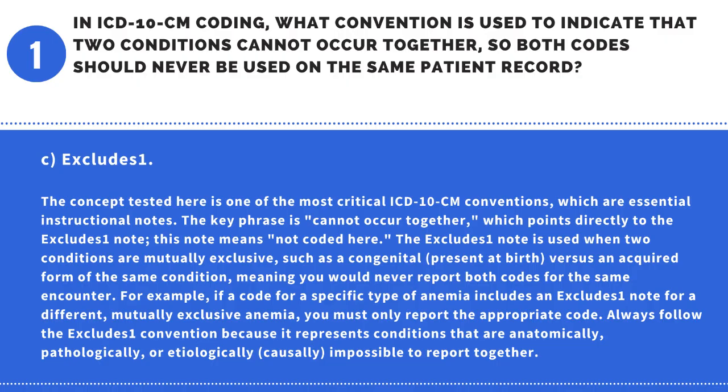For example, if a code for a specific type of anemia includes an Excludes 1 note for a different, mutually exclusive anemia, you must only report the appropriate code. Always follow the Excludes 1 convention because it represents conditions that are anatomically, pathologically, or etiologically (causally) impossible to report together.